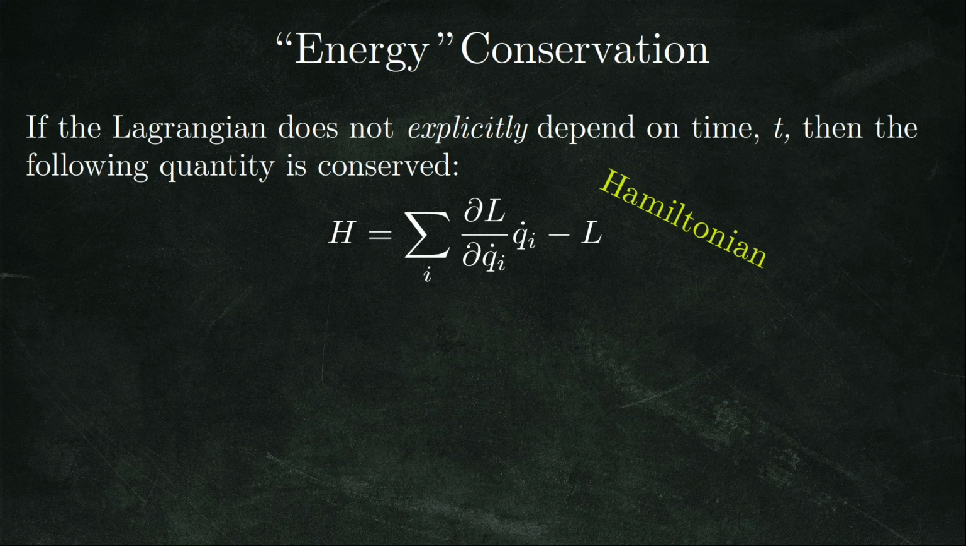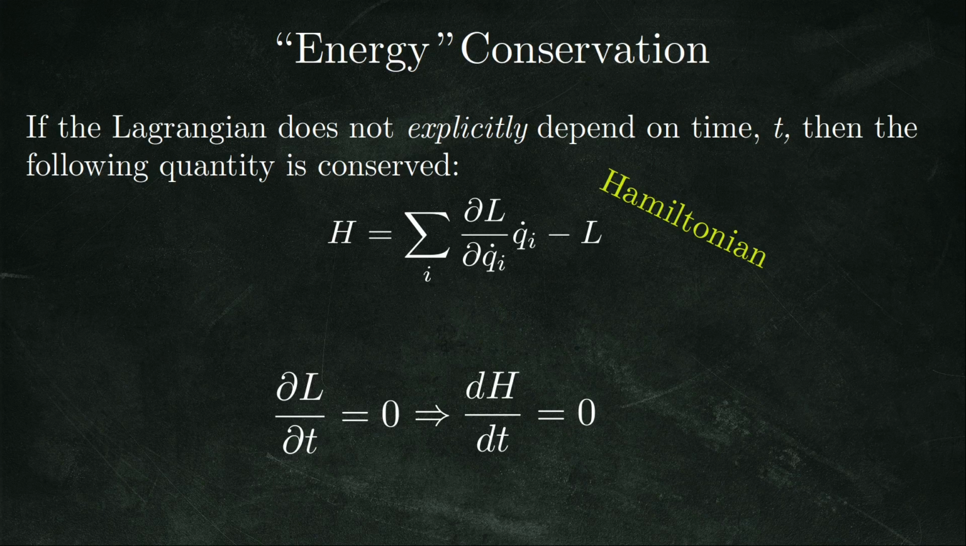Mathematically, we can write this as saying if the partial derivative of the Lagrangian with respect to time is zero, which happens if there's no t in the Lagrangian, then this gives us the total derivative of the Hamiltonian with respect to time is zero. That is, the Hamiltonian or the energy doesn't change as the particle follows its trajectory.